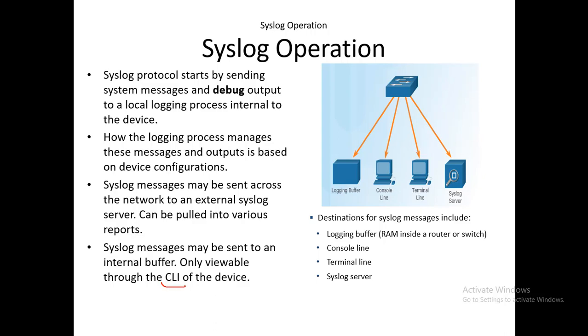Now you get the idea of the pattern that we are following in this course, and this is the diagram over here. Switch 1 is connected to a logging buffer, a console line, a terminal line, and a syslog server. All the information from this switch will be stored in these destinations. There are 4 possible destinations: the logging buffer, the first one; the console line, the second one; the terminal line, the third one; and the syslog server, the fourth one.